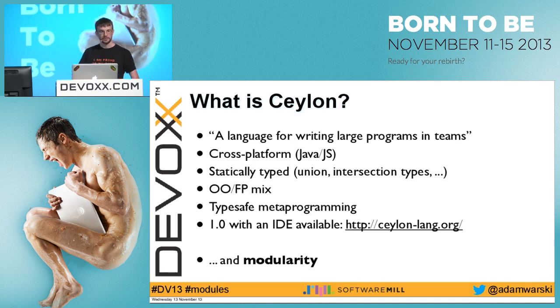Ceylon is, like almost all languages now, an object-oriented functional programming mix. It has types of metaprogramming, which is also quite interesting. It is developed together with an IDE. Unfortunately, the IDE is Eclipse-based, but nobody can be perfect. And today, actually, it was announced that version 1.0 is available and can be downloaded. It's open source. And also, of course, what we are going to talk about here, it puts a big emphasis on modularity.